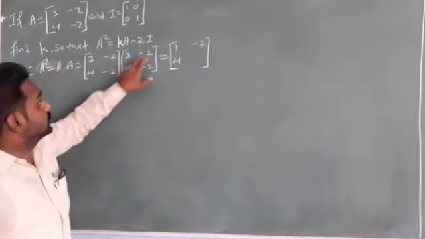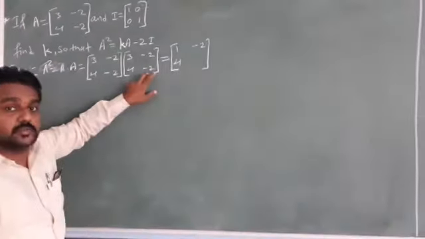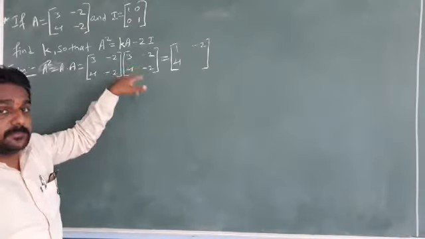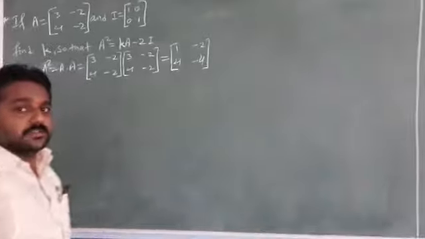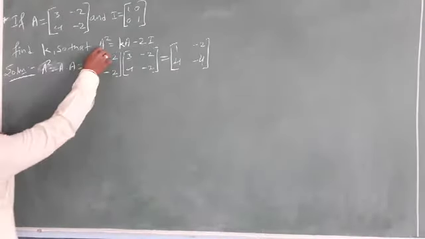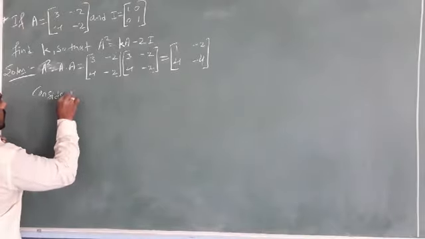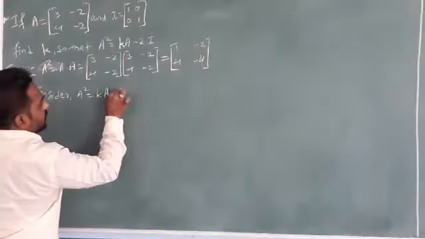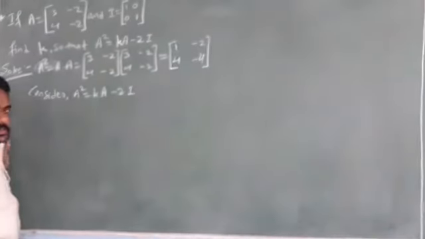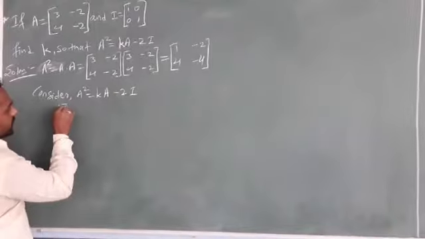Next, 4 into minus 2, minus 8, minus 2 into minus 2, plus 4, 8 minus 8 plus 4, that is minus 4. We will get A square. So now consider A square equals kA minus 2I. What is A square here? Just we find it out.